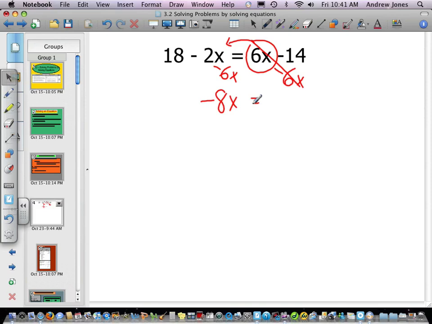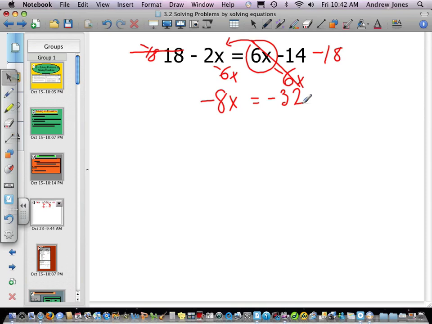Now, how could we get rid of the 18 over on the left side? Well, the opposite to a positive 18 is a negative 18. If we do that to one side, we have to do it to the other side as well. And these two cross out. We're now left with negative 32. Minus 8x equals minus a negative 32.